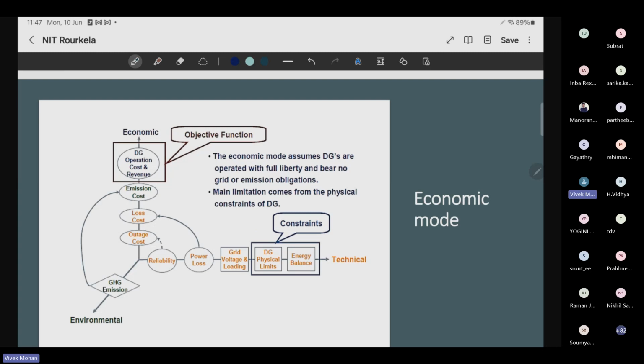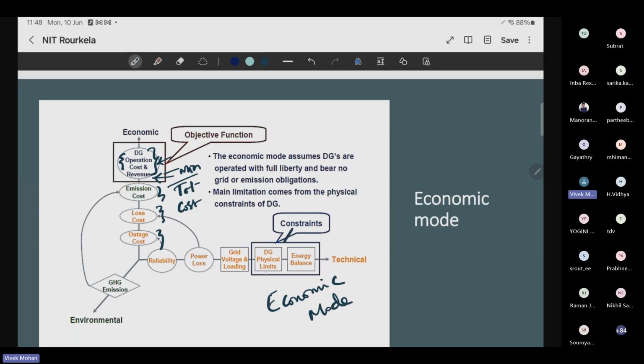Now, here you see in this particular flowchart, the objective function is operational cost and revenue, which means revenue has to be maximized and cost has to be minimized. And here they have taken only operation cost. Okay. Now, emission cost, loss cost, outage cost, anything could be taken, but all are converted into cost, which means emission, loss, outage, everything is quantified in terms of cost. So the total cost could be minimized. This mode is known as economic mode. This particular mode of energy management is known as economic mode, where everything is converted to cost and total cost is the objective. Now, what about the constraints?